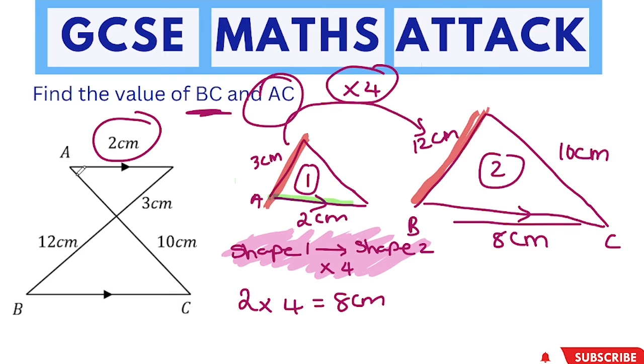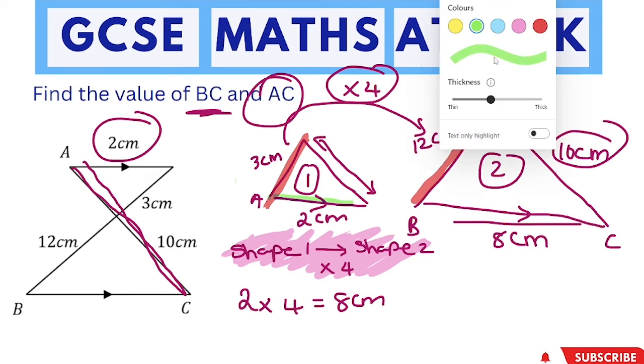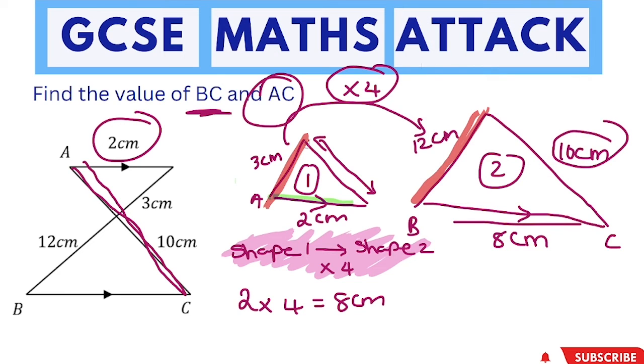Now what's AC? AC involves this whole length over here. So the first thing I need to do is work out this length, and then I need to add it onto the 10 centimeters. Now how am I going to do that? Well, let's just get a different highlighter. I can see that this side over here is corresponding to this side over here, and I can see that I'm going from shape 2 to shape 1.